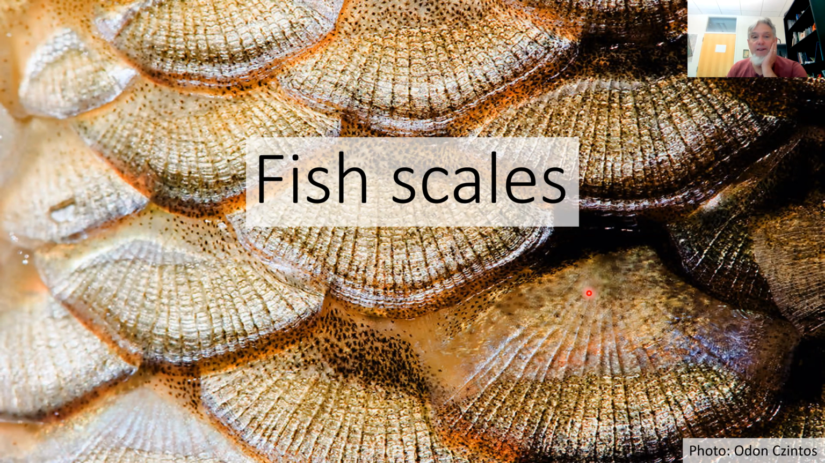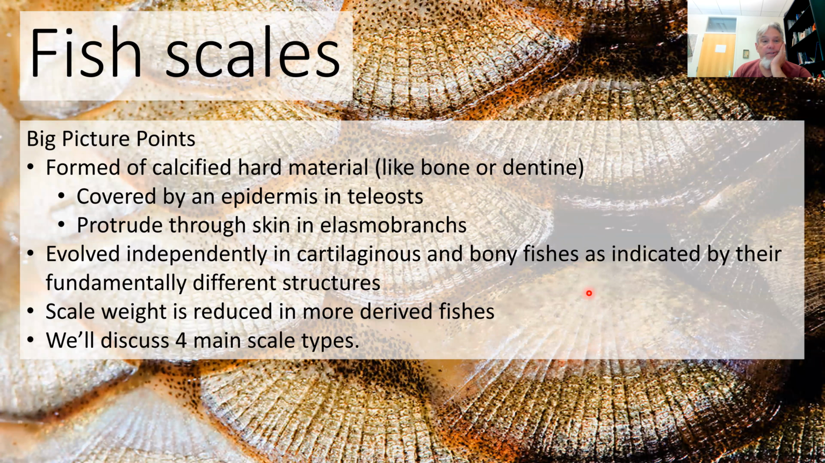All right, I want to talk about fish scales now. There are four different kinds of fish scales, depending on whether they're more ancestral or more derived. They're fortified by calcified material like bone or dentine. Most of the teleostean or modern fishes have an epidermis that covers them.